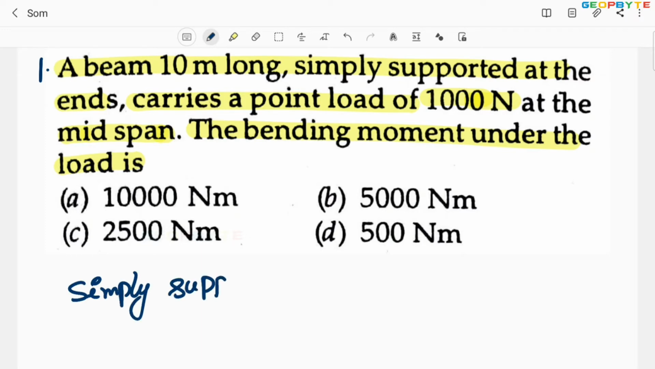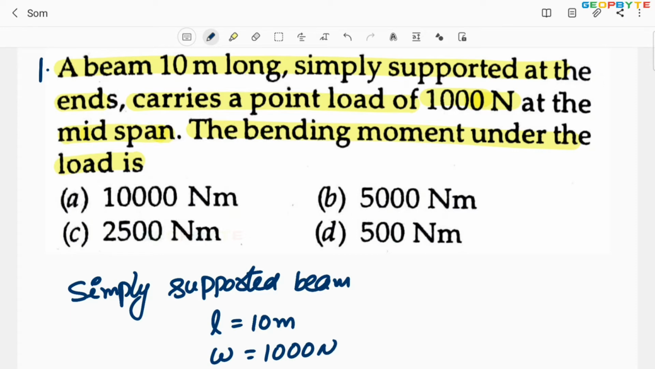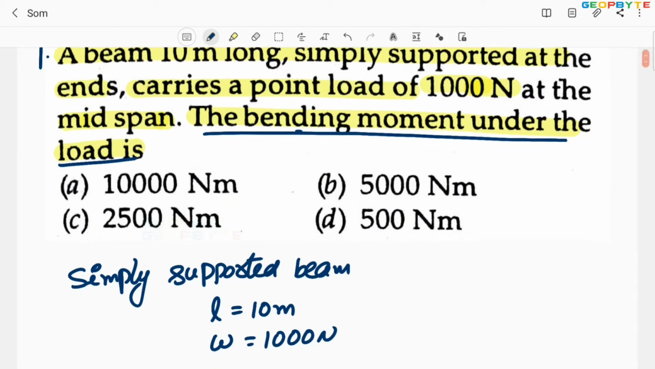Simply supported beam. The length of the beam is given as 10 meters and the load at the middle of the beam is 1000 newtons. You are asked to find the bending moment under the load. What is the expected bending moment under the load?